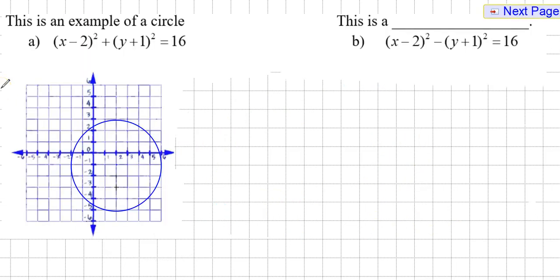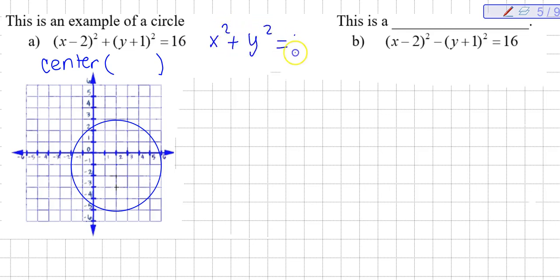Problem number 1. A. This is the example of a circle. What we need in order to graph a circle is we need to know the center and we need to know the radius. So, what is the center of this circle? Okay, so let me back it up just a little bit. If I wanted the center of this circle to be at 0, 0, okay, if I change the equation, no shifts, its center would be at 0, 0. And by the way, this is my radius squared. So what's my radius?